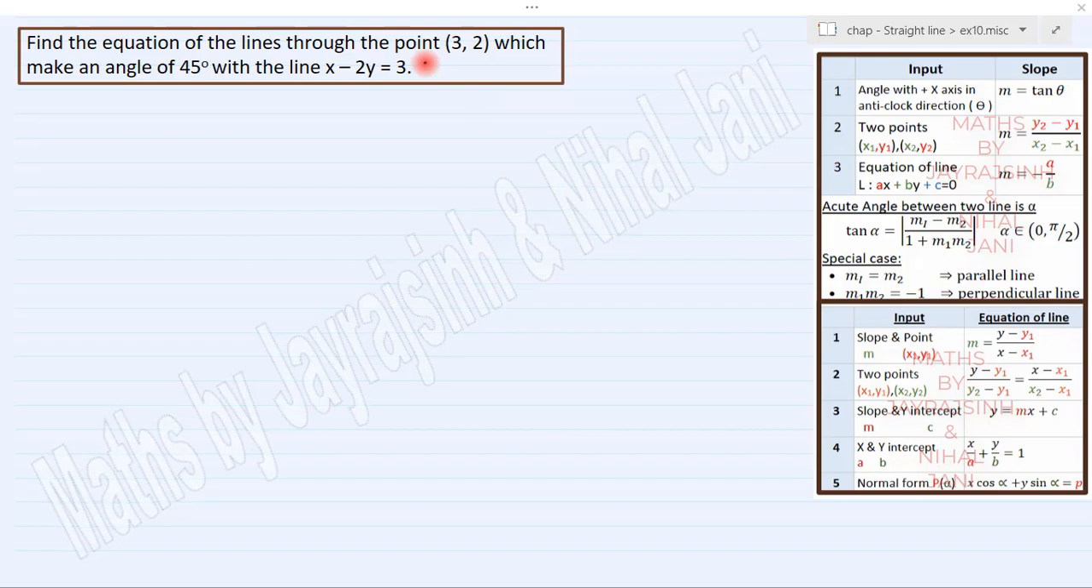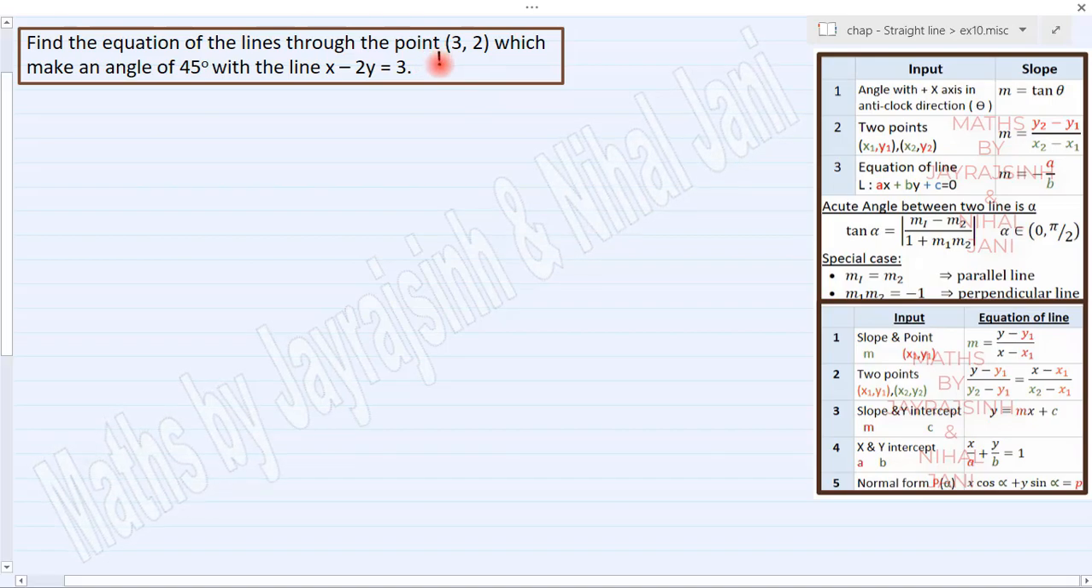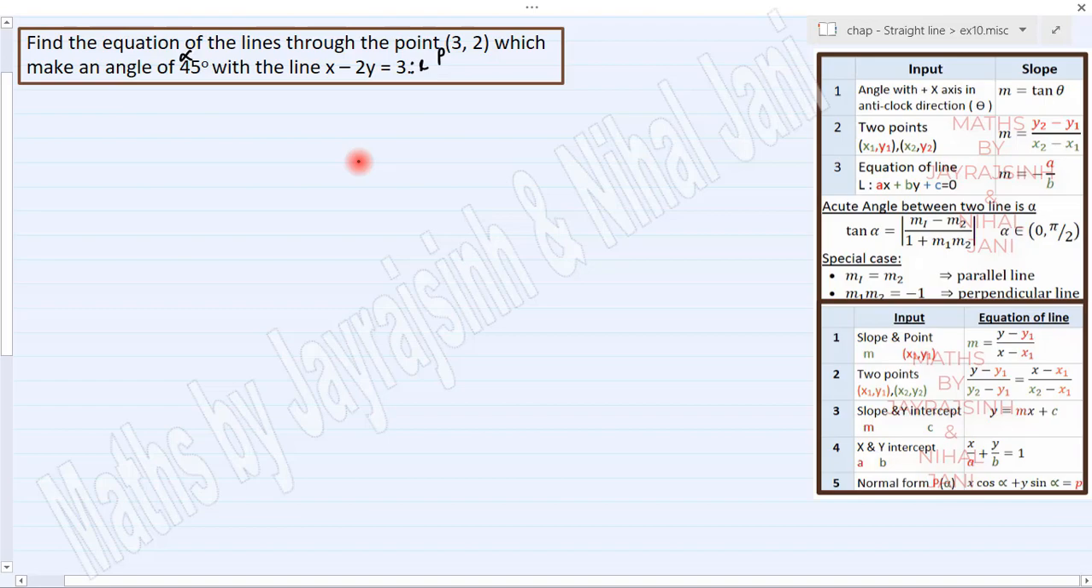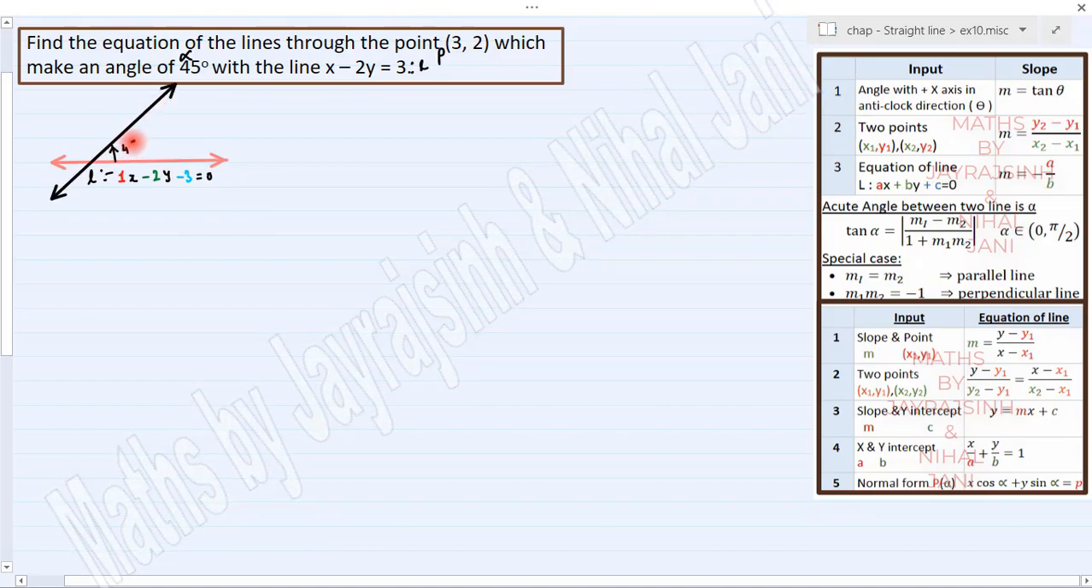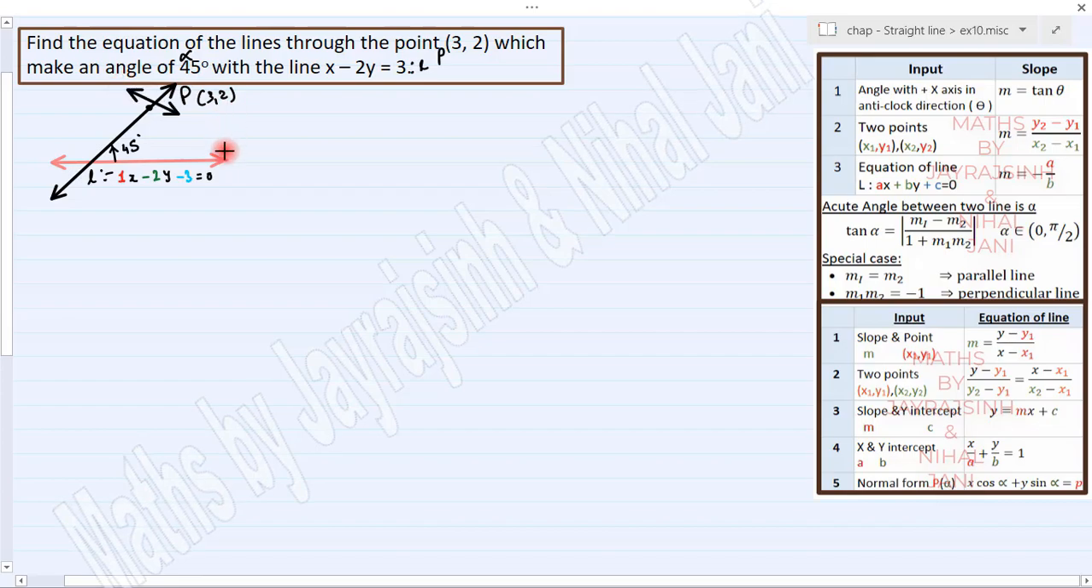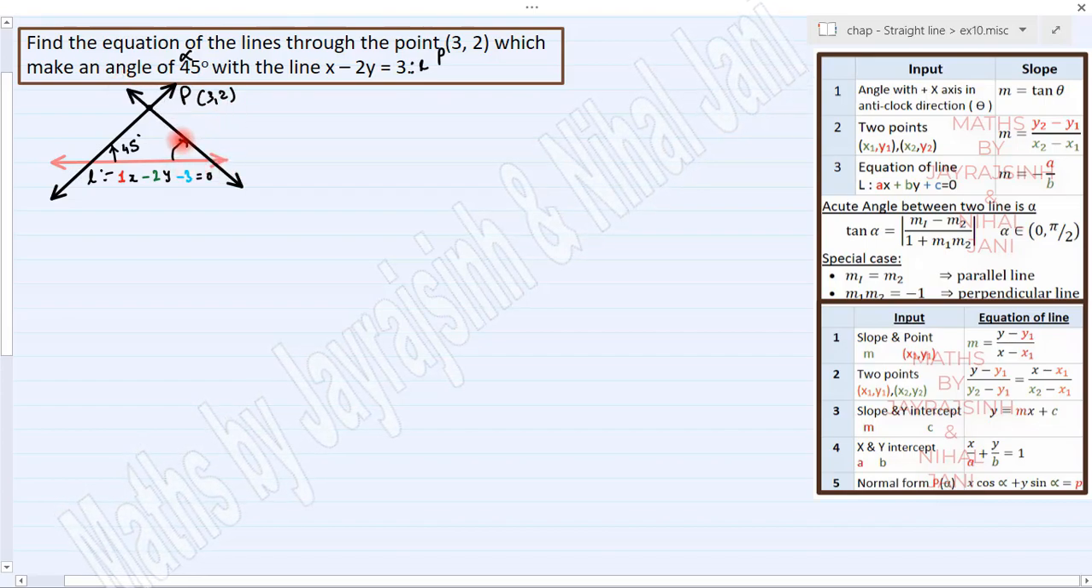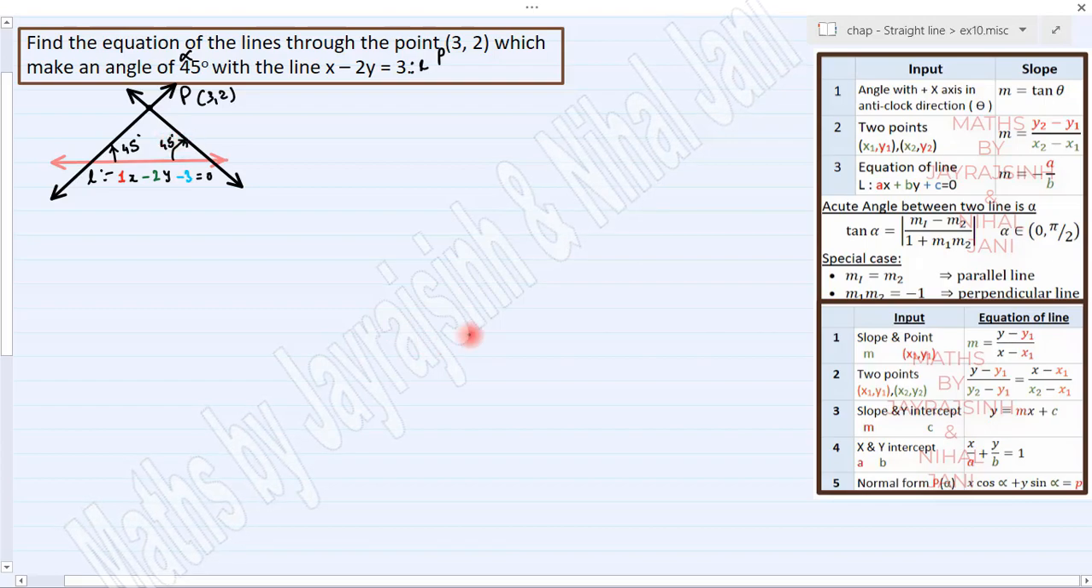In this question, you have to find the equation of a line which is passing through point P (3, 2) and making an angle of 45 degrees with line L: x minus 2y equal to 3. Now, let's try to see this question graphically. First of all, let's say this is your given line L: x minus 2y minus 3 equal to 0. Now, we have to find a line which makes an angle of 45 degrees with the line and passes through point P. Actually, we will get two lines which satisfy these conditions. So let's try to find them.